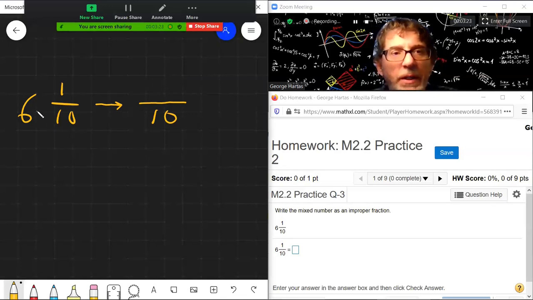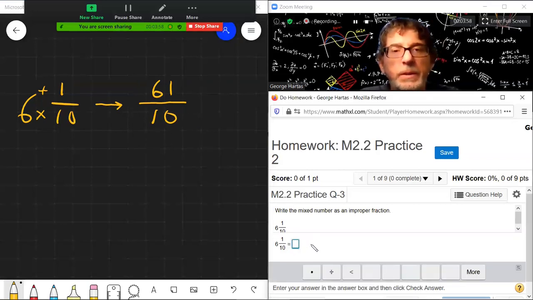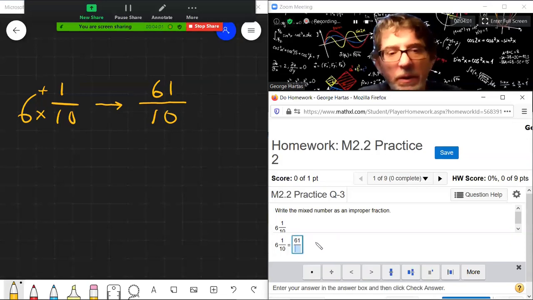So 6 times 10 is 60. 60 plus 1, which is the numerator, is 61. And the 61 goes in the numerator over here. So the denominator stays the same. After you multiply these two and add 1, this becomes your numerator. And that's our answer. This is in an improper fraction format, which means the top number is equal to or greater than the denominator. So 61 over 10.